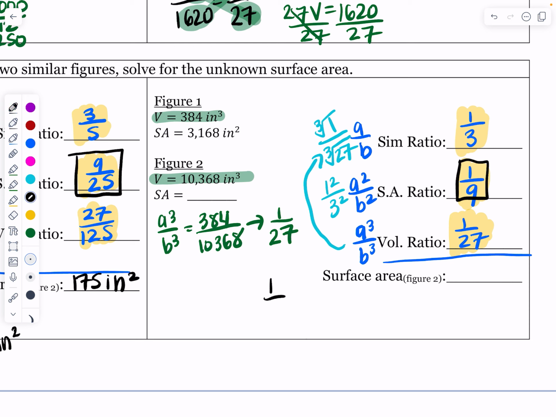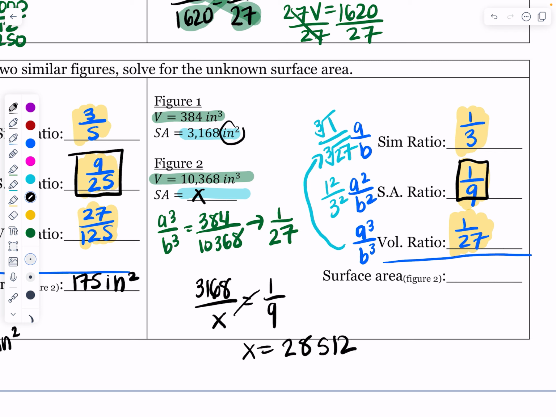So 1 over 9 is my surface area ratio. I know the surface area of the smaller. I do not know the surface area of the larger. So I'm going to do 3,168, and I'm going to just put an X there over X. So small to large. And again, we're just going to cross multiply. Whenever you cross multiply, you get 1 times X is X, and it's going to be 9 times bigger. So 9 times 3,168.